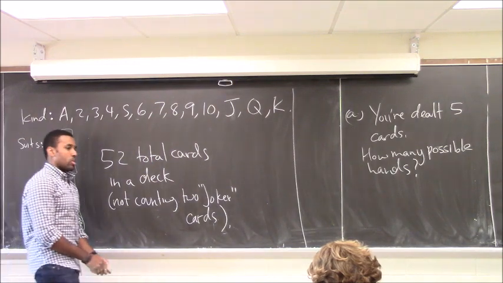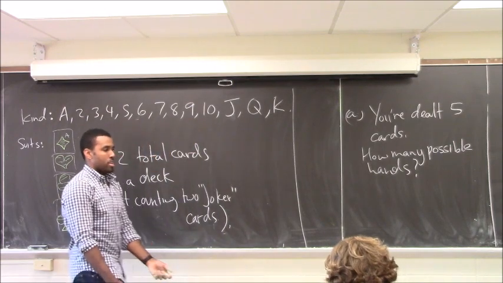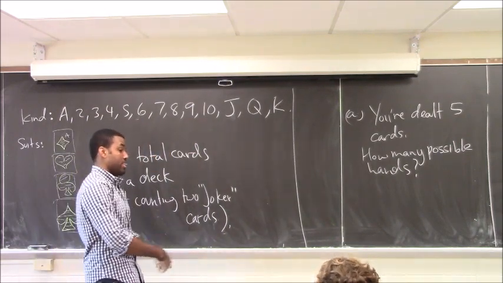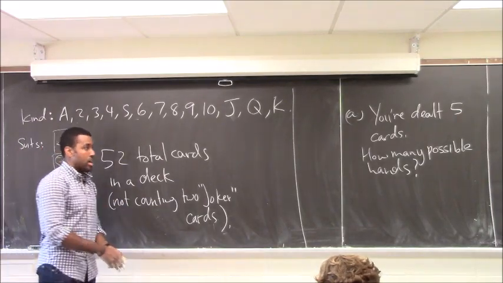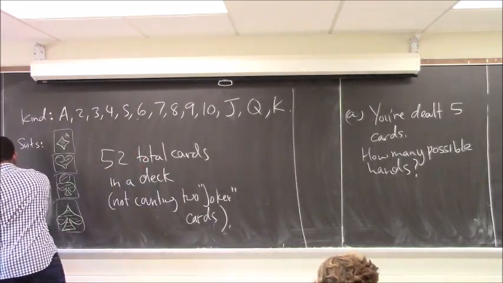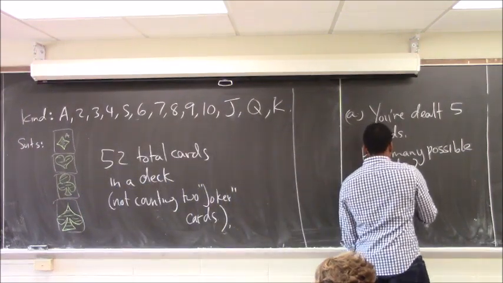So if someone gives you a jack of diamonds and an ace of spades, it's not going to make a difference whether they first give the ace of spades, then the jack of diamonds. At the end of the day, you pick up the cards that are in your hand, that's your card hand. So the first thing you're going to want to realize here is that order does not matter.